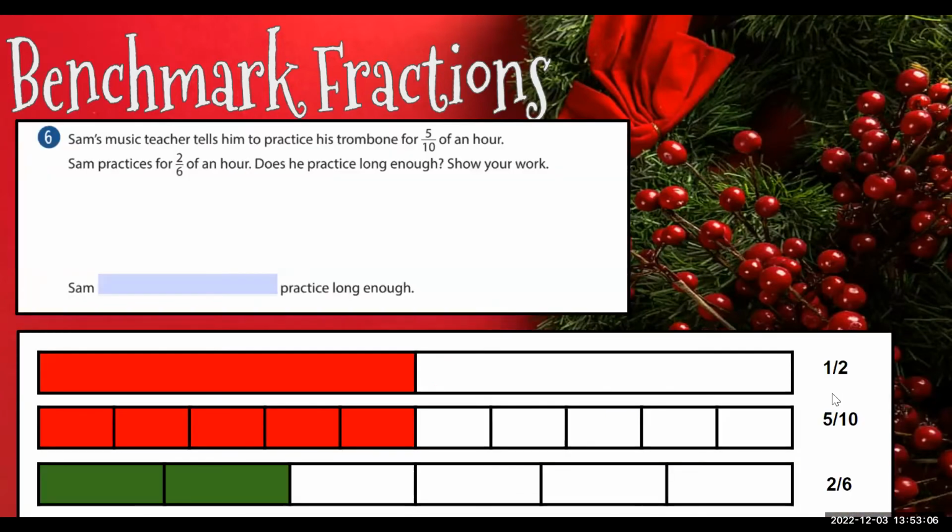So I use my digital tools, and I'm going to get my pointer. Here I have 1/2. And then here I have 5/10, which is represented in the problem. That's how long he should have practiced his trombone. And then I have a fraction that is showing 2/6, which is how long he actually practiced.